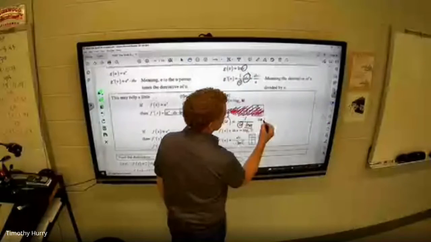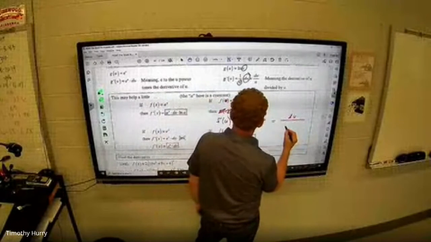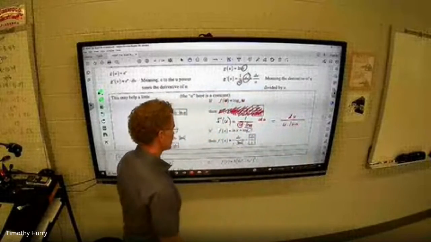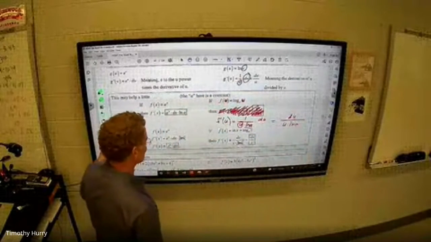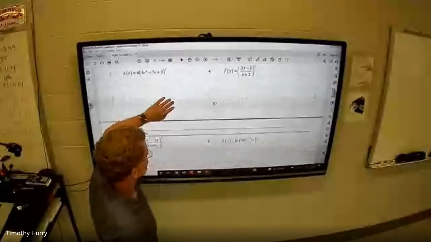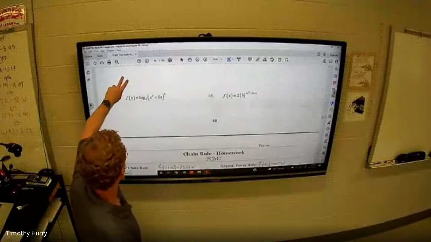Times the du. So what do you essentially end up with? Just a du on the top and a u ln of a on the bottom. So let's go take a look at that down below. Find one that works like that, which is here on 15.